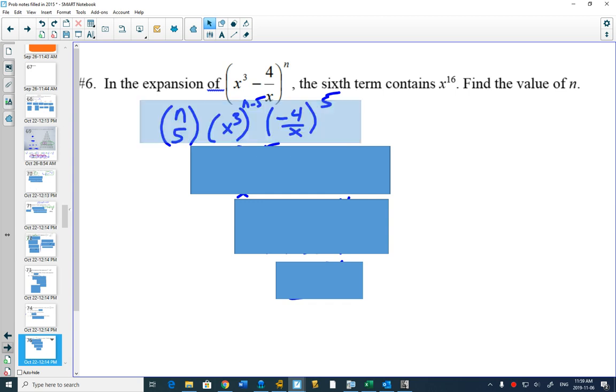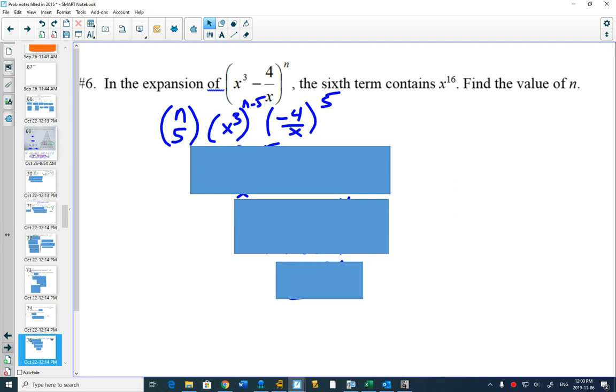So we can write out everything that we know. We know it's the sixth term, so it's going to be n choose 5. But what we don't know is n. So it's a little bit of working backwards from the ones where you know n and find out which term has an x to the 16, where you were finding r. Now you have to find n.